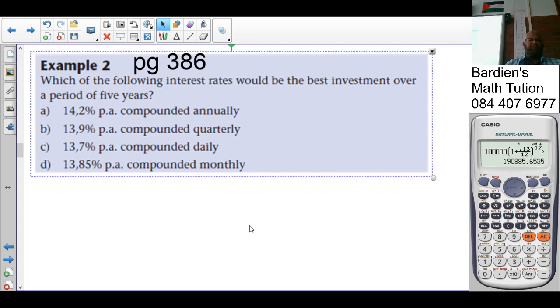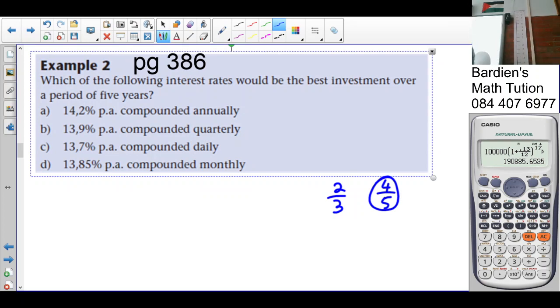They want to know which of the following interest rates would be the best investment over a period of 5 years. So, what we need to do is, when we compare two fractions, we know this one is bigger. But let's say we didn't know. We act stupid. Then what do we do? What did we need to do in order to see which one is bigger?